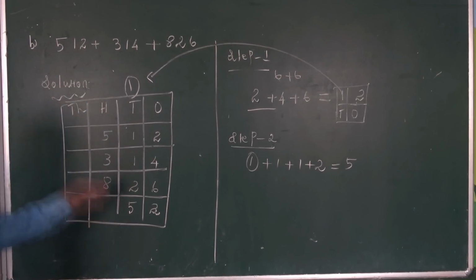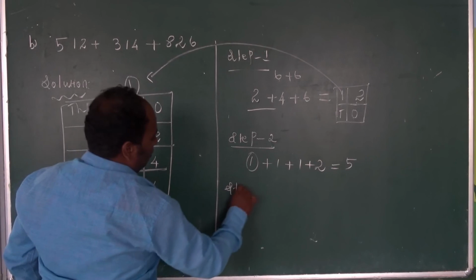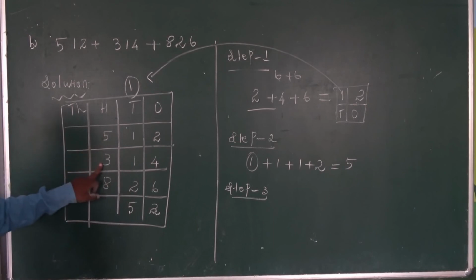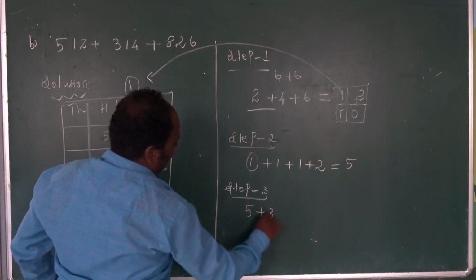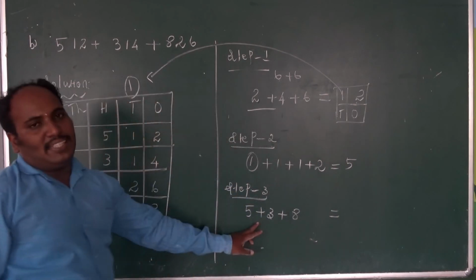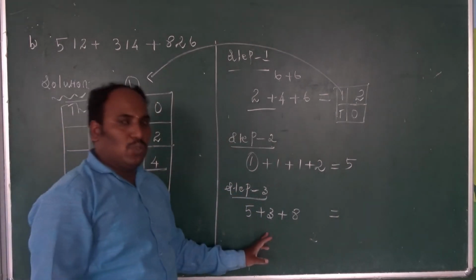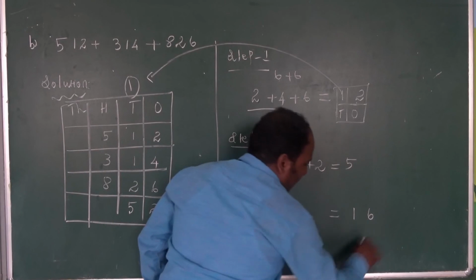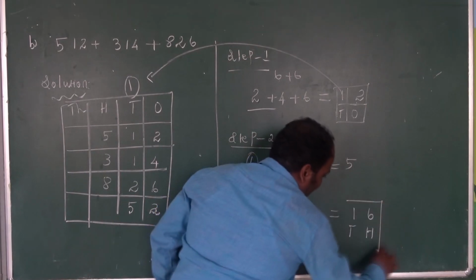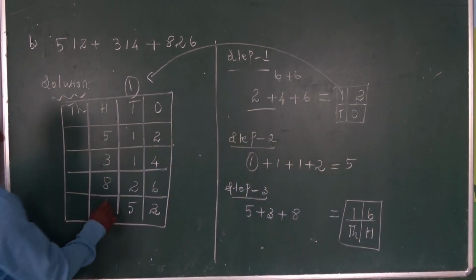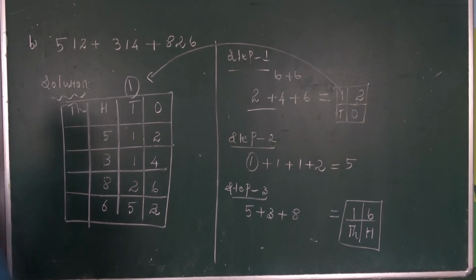The next one, we add the hundreds place. 500s plus 300s plus 800s. 5 plus 3 is equal to 8. 8 plus 8 is equal to 16. 16 hundreds. That means 600s and 1000. 600 is written in the hundreds place.